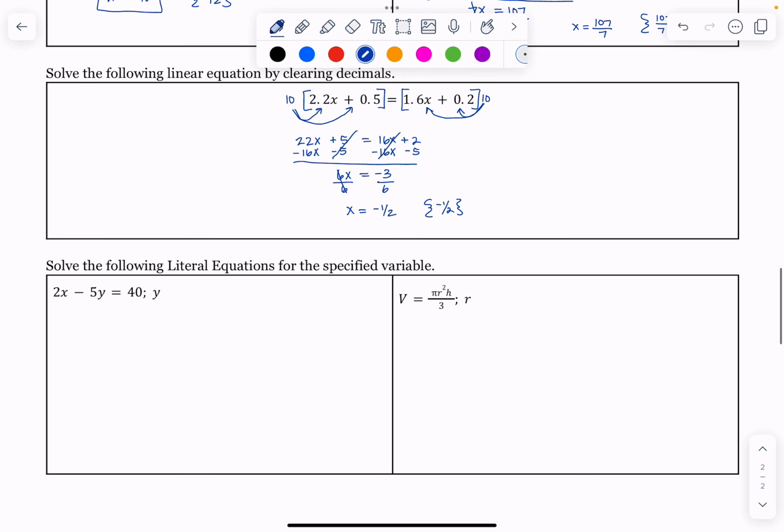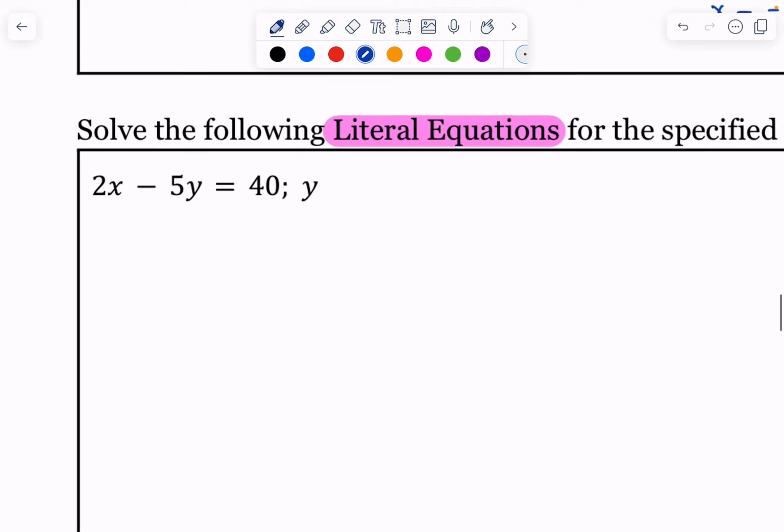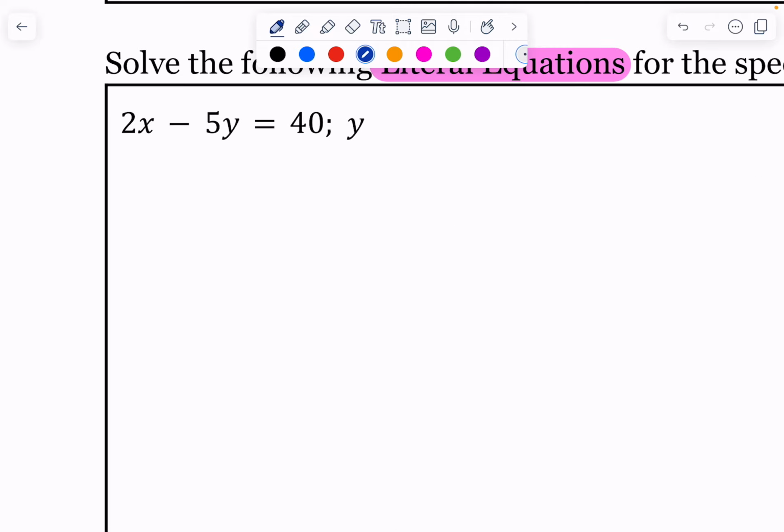All right, the last section says solve the following literal equations for the specified variables. So all this means is you are going to have variables in your answer. On this first one, it says 2x minus 5y equals 40, and we are trying to get y by itself. So if you notice here, the minus 5 is touching the y, so we want to move the 2x first. And to do that, we're just going to subtract it on both sides. So you've got negative 5y equals negative 2x plus 40.